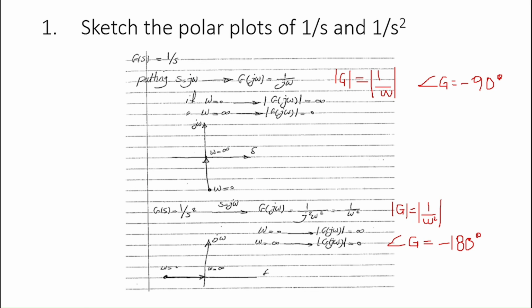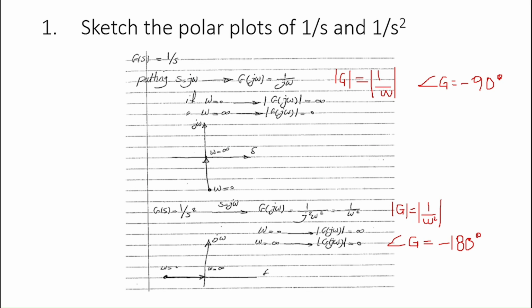So let's look at 1 by s. If we do direct substitution of j omega in place of s, we'll be getting 1 upon j omega, right? And the magnitude of this is equal to the absolute value of 1 upon omega, and the phase of this is equal to negative 90 degrees. This is because there's only an imaginary part of it, right? There is no real part present. So since the phase remains constant, we'll need to see how the magnitude changes with frequency.